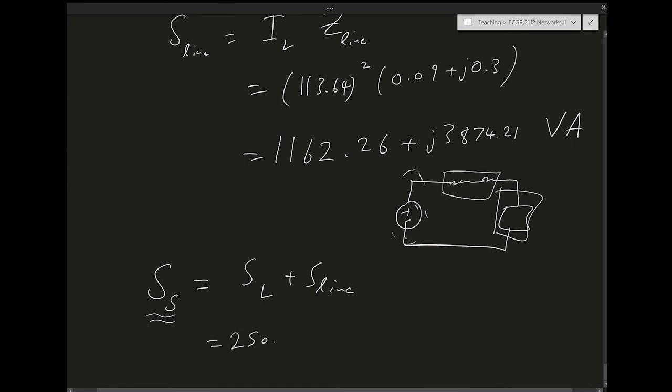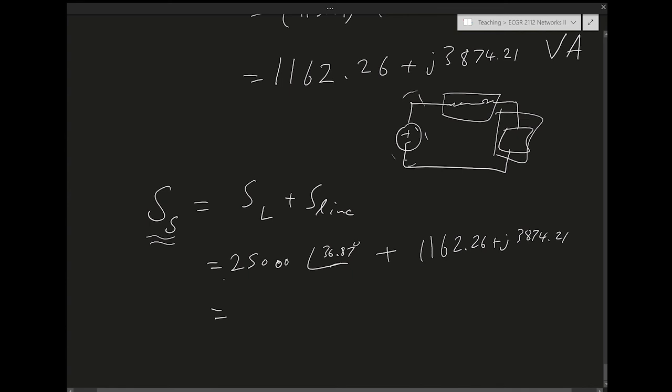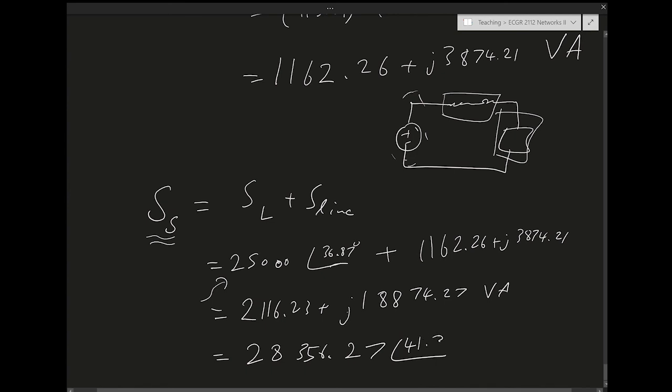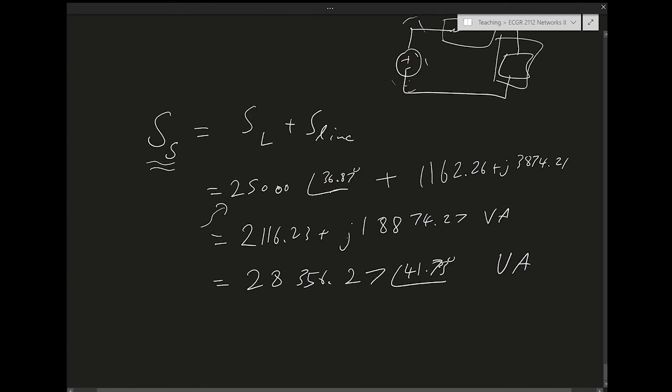So that will be 25,000 at 36.87, we already calculated that, plus 1162.26 plus J3874.21, and just turn this into rectangular and sum it up. I end up with 2116.23 plus J18874.27 VA. Turn that back into polar coordinates, I end up with 28356.27 at 41.73 degrees VA.